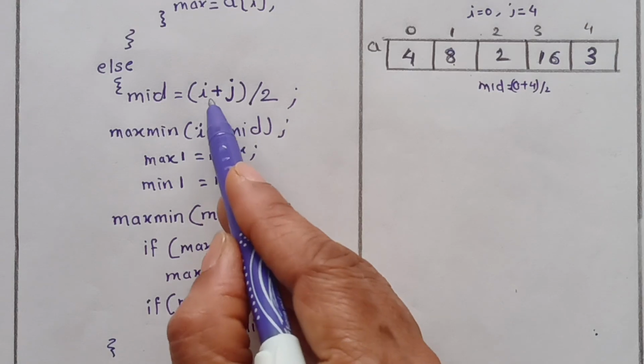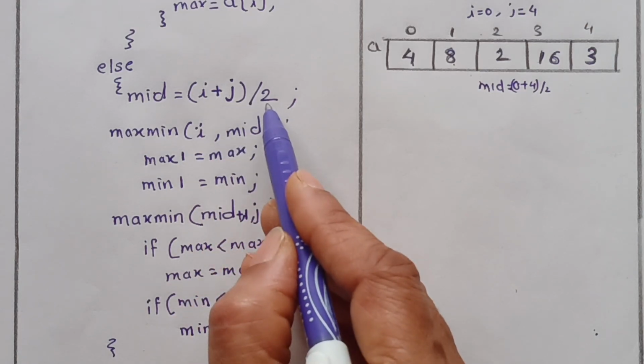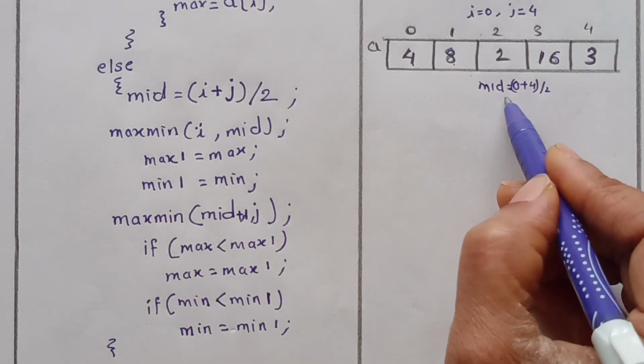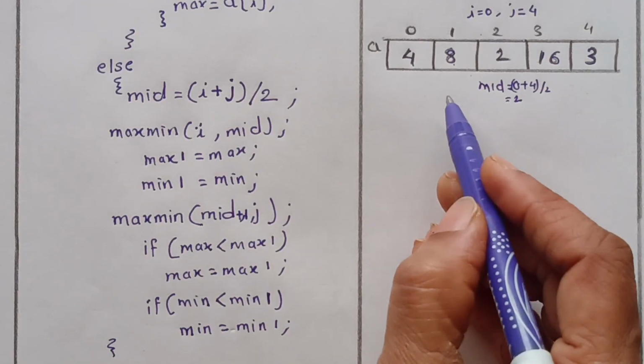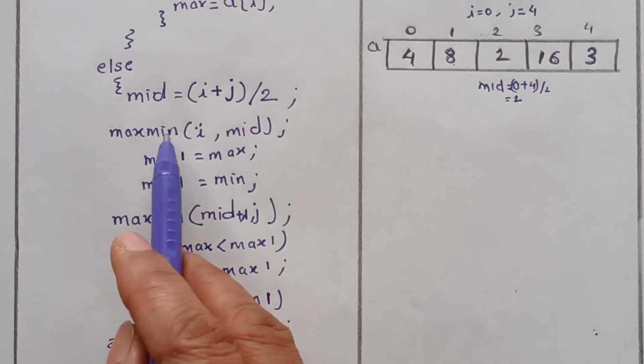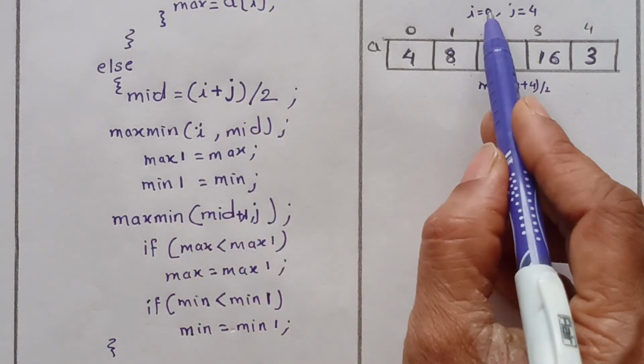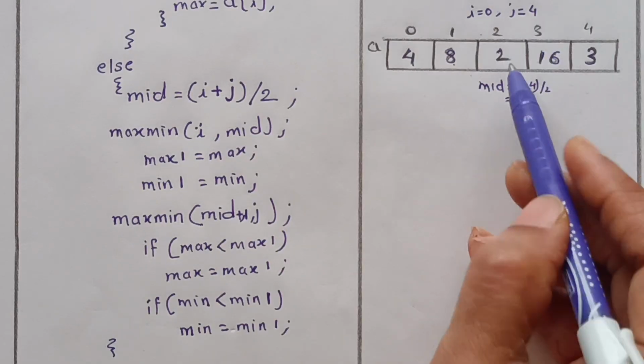You can see here i plus j divided by 2. So what will you get? 4 divided by 2, mid equal to 2. From here, max min, i to mid. I is 0, and j is 4.